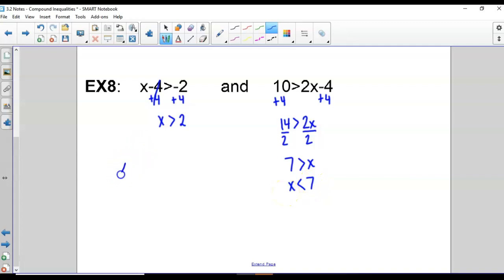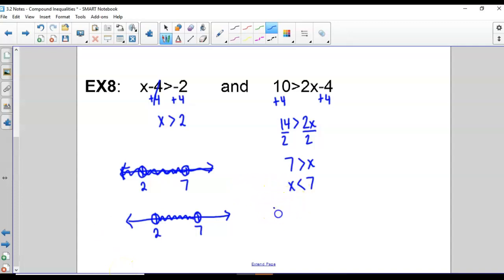So we're going to graph this. We've got 2, we've got 7. At 2, we have an open circle, and we're going to shade to the right. At 7, we have an open circle, and we're going to shade to the left. This is an AND problem, so we're only looking for where the two overlap. So our final answer for this, I'm going to draw a clean copy of it here. We have open circles on 2 and 7, and we shade in between because that's where our shading overlaps for this problem.